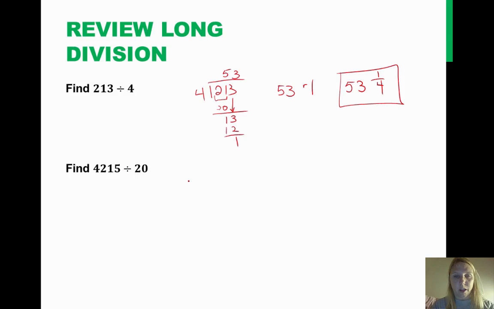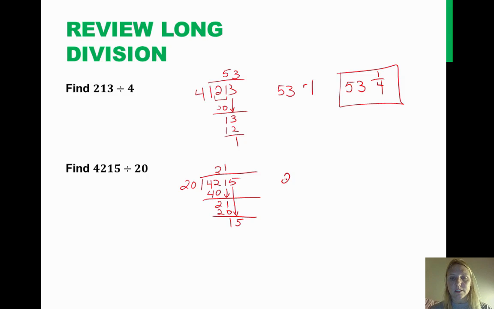Let's try this now with 20 and 4,215. So 20 goes into 42 twice. 2 times 20 is 40. If I subtract 40 from 42, I have 2 left over, and I'm going to bring down the 1. 20 goes into 21 one time. 1 times 20 is 20. I subtract, I have 1, and I'll bring down the 5 now. And unfortunately, I can't go any further, so this is the same thing as saying 21 remainder 15, and I can write that in fraction form as 21 and 15 twentieths.